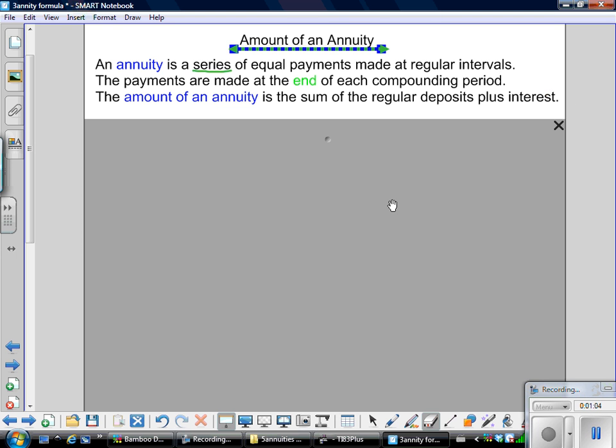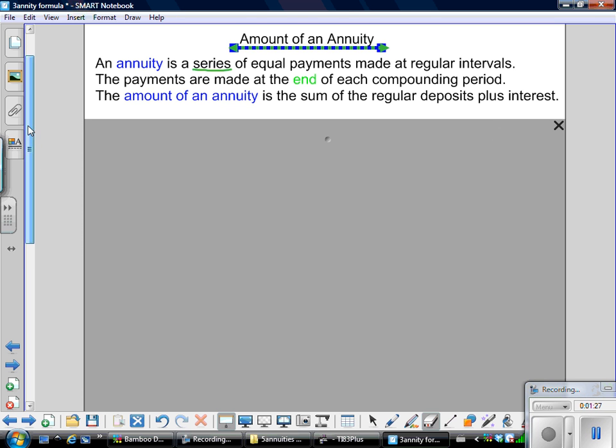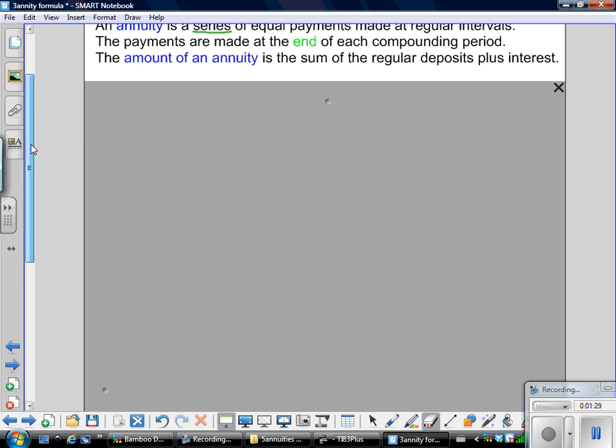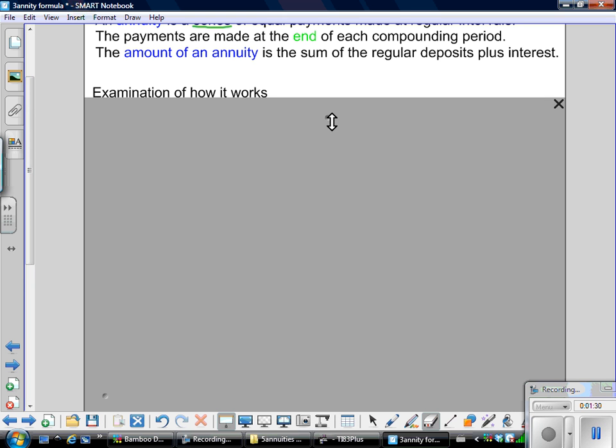So it makes it harder in a sense that I'm investing money at more than one time. And at the end, I get all my deposits, obviously, plus any interest. But the money that I put in at the beginning is going to get more interest than something that I put in tomorrow. So let's examine how this actually works.